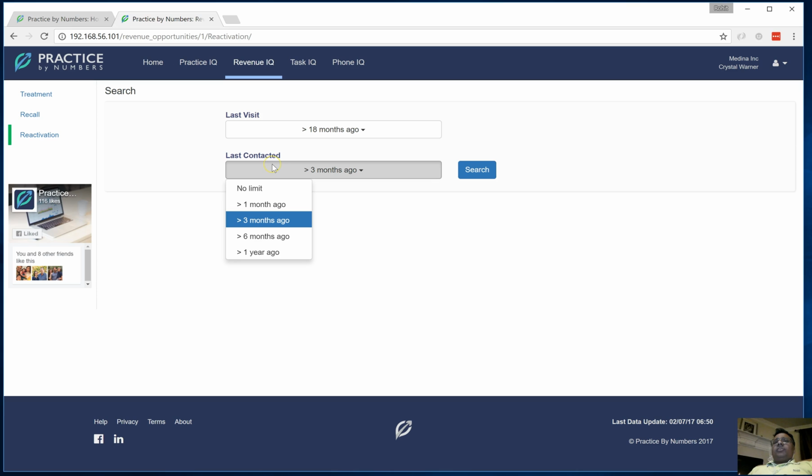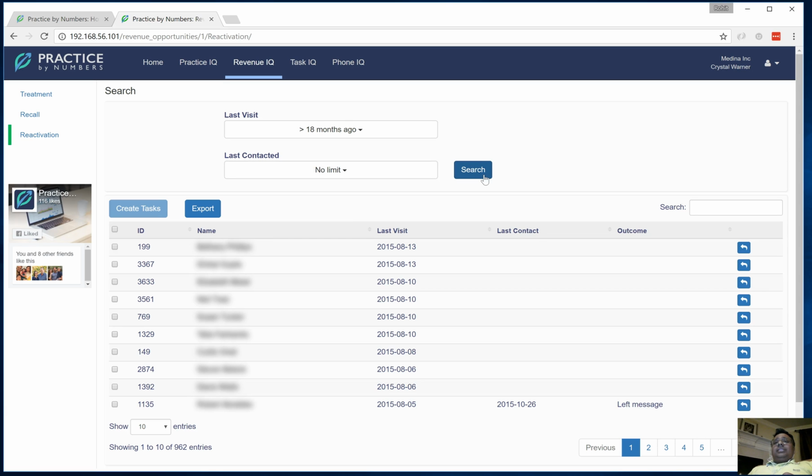And the bottom filter shows you only the patients that you haven't contacted in over 3 months, and I'll show you why that's important. For now, I'm just going to pick no limit. I'm going to say, show me every single patient. Hit search, 902 entries in this particular case, right?